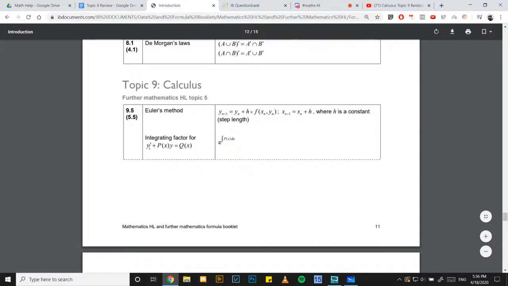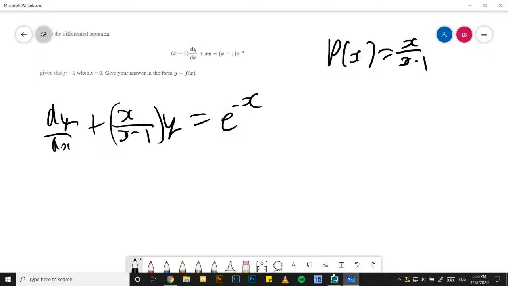If you have some derivative y prime plus p of x times y is equal to q of x, the integrating factor is e to the power of integral of p of x dx. Yeah, that's what that looks like. Pretty cool. So p of x is equal to x over x minus 1.